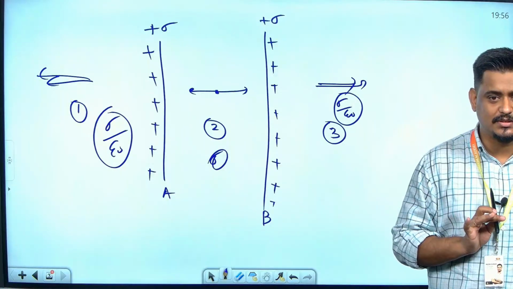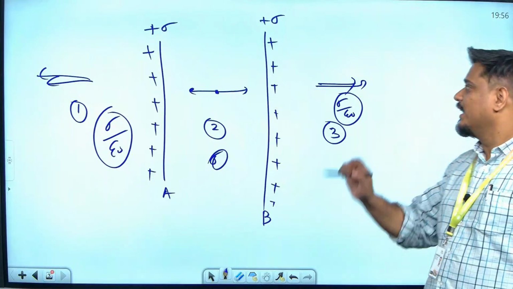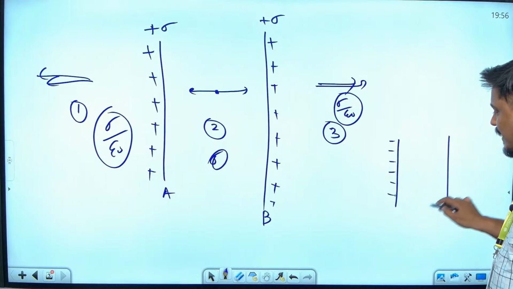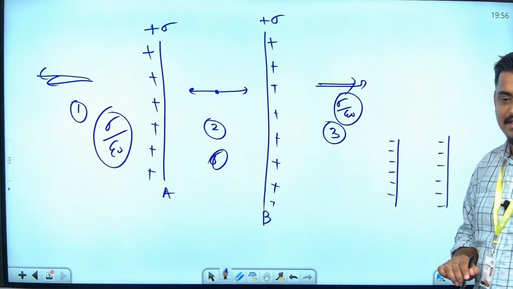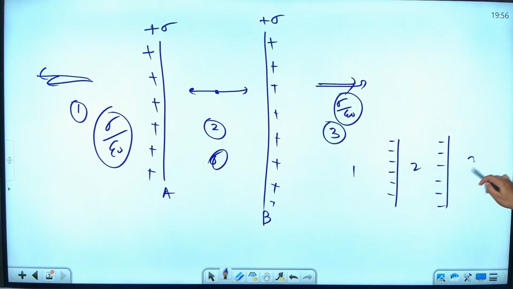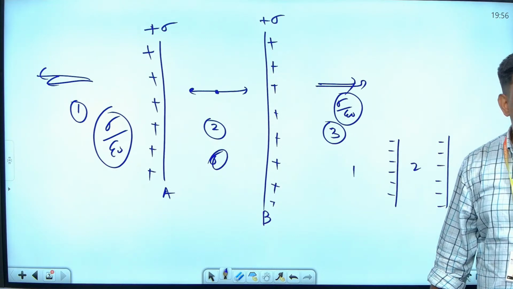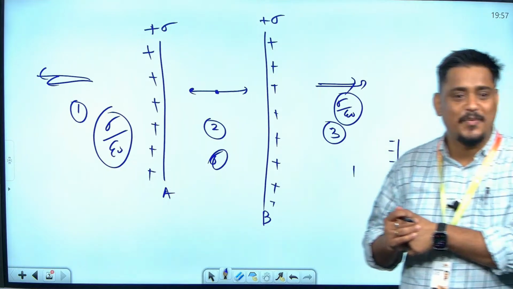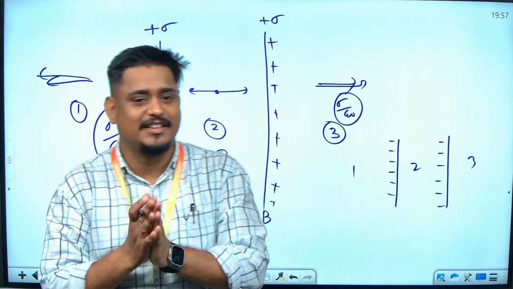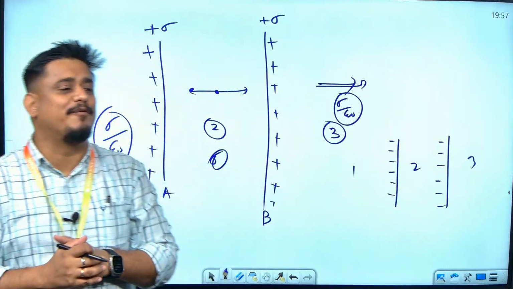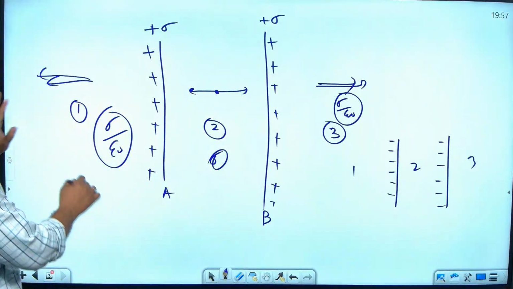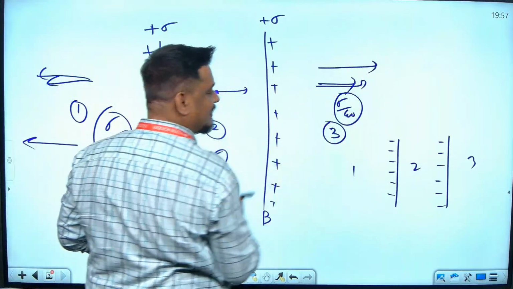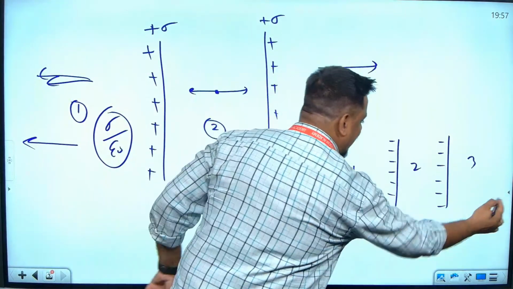If no, then imagine if the question had been negatively charged plate, negatively charged plate, points 1, 2, 3. What will be your answer? Same answer. Then how are they different? The charges are different, so the direction of electric field will be different. Here the electric field will be in this direction, here in this direction. In this case it will be in this direction and this direction.